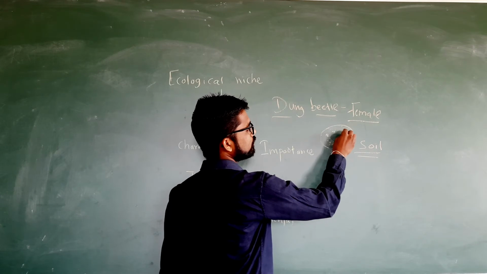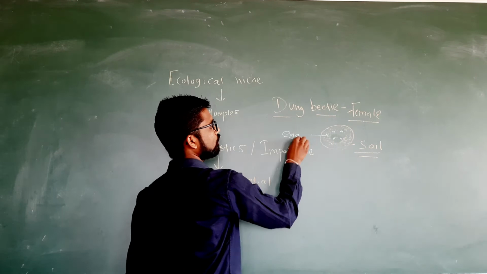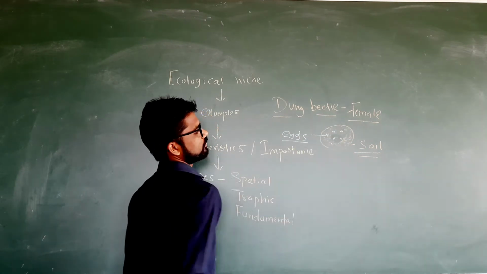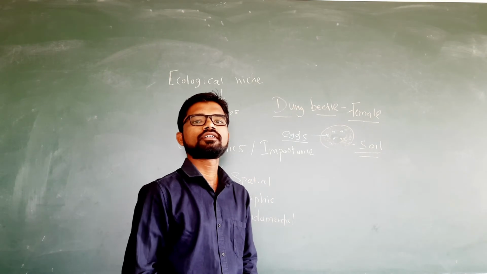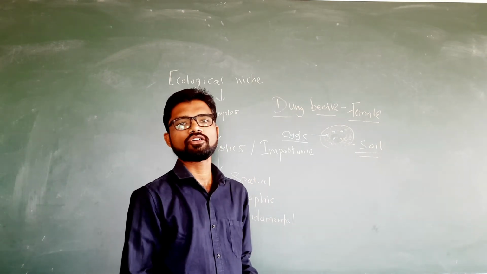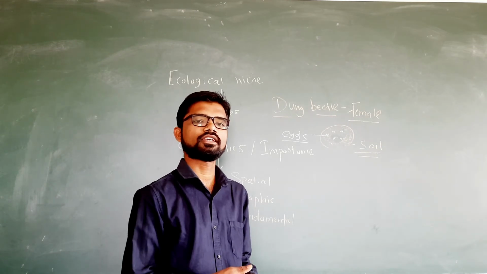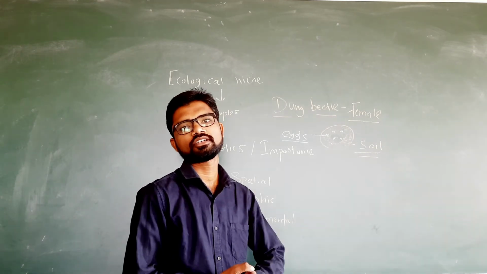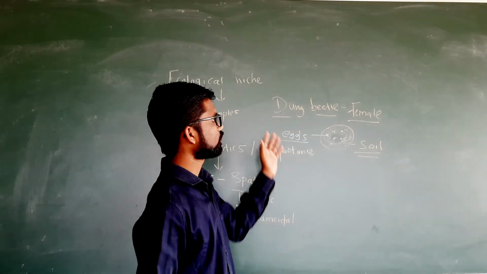She lays the eggs on those soil balls, and they survive in that living place, which we can call a micro habitat. That is one example, the dung beetle.